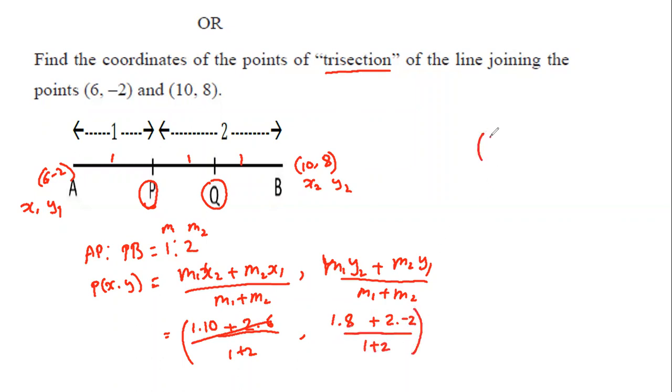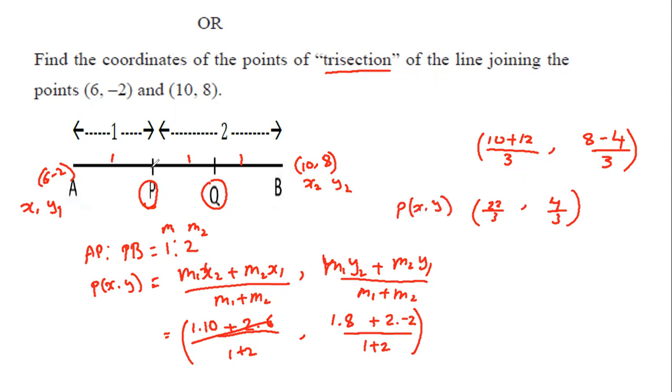So 1 tens are 10 plus 6 2s are 12, divided by 2 plus 1 is 3, comma 8 ones are 8 minus 4 divided by 3. So 10 plus 12 is 22 divided by 3, comma 4 by 3. So this is point P of x comma y. P of x comma y is 22 by 3 comma 4 by 3. Now you need to find out the value of Q.